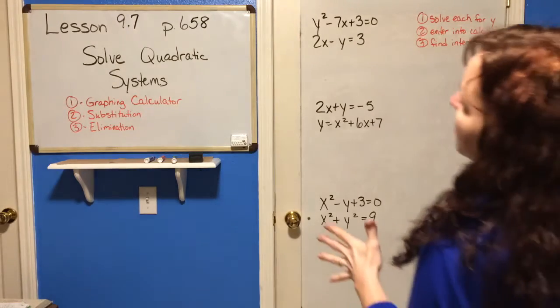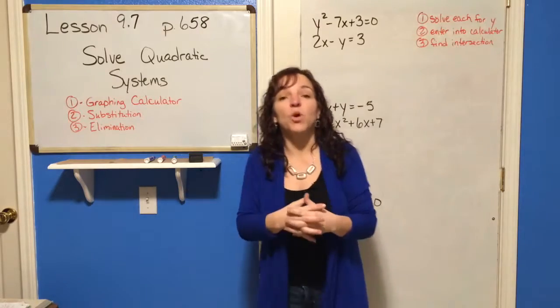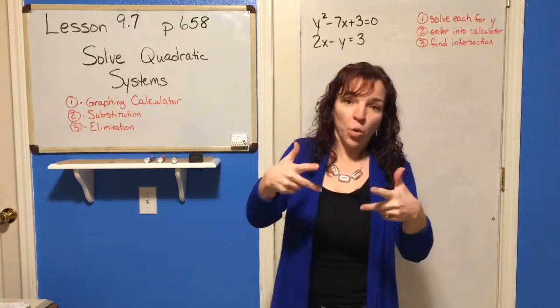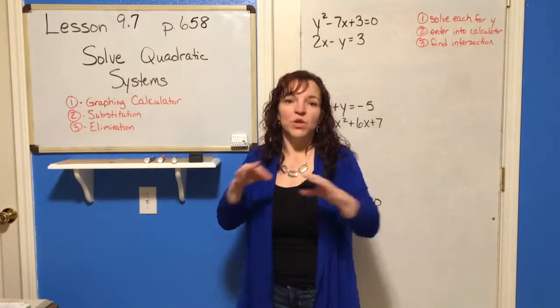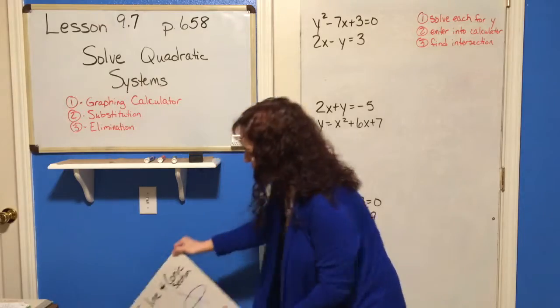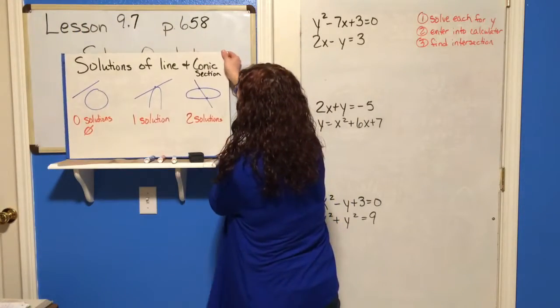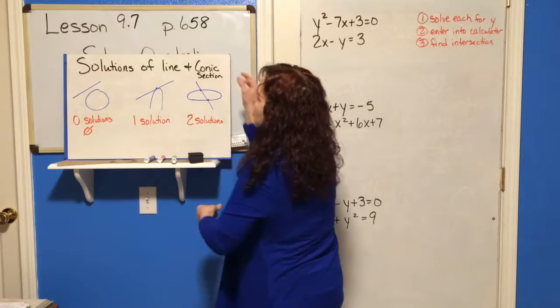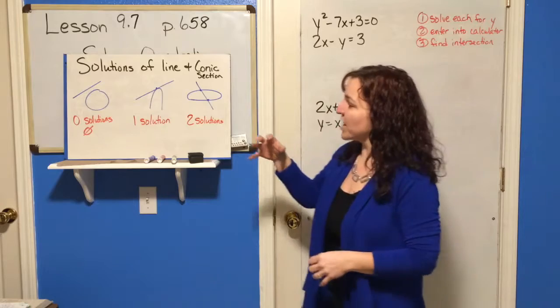In the last section of Chapter 9, we're going to solve quadratic systems. And if you'll remember, a system of equations is a group of two or more equations, and the solution is where the graphs of those equations cross. If you'll look at my lovely little drawings, what we'll solve first are systems that are one line and one conic section.